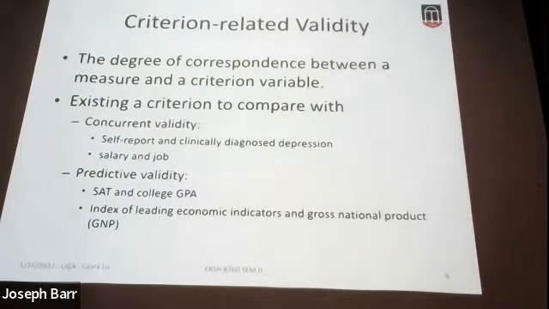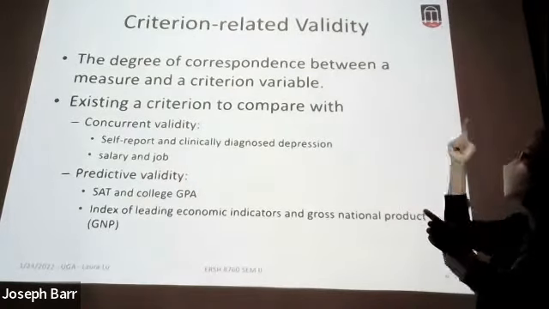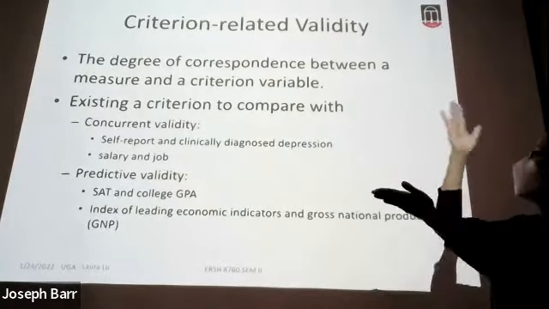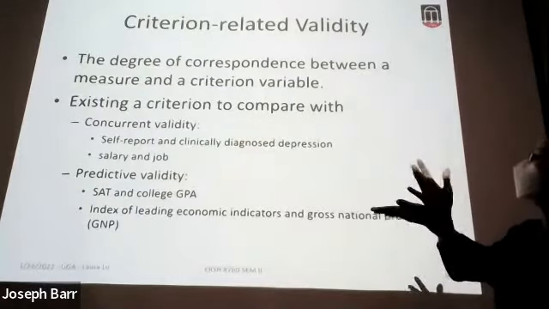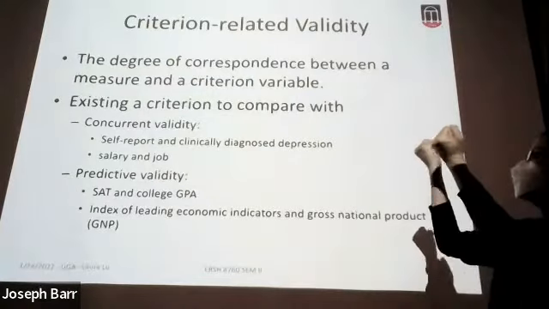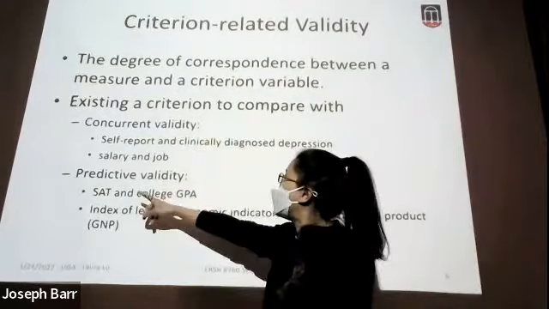Then people try to make it more detailed. We can use some criteria. It's called criteria-related validity. First, we have to have some existing criteria. And then we try to get some measure and look at, actually, the correlation between these two. So we have two types of criterion-related validity. One is concurrent validity. The other one is predictive.